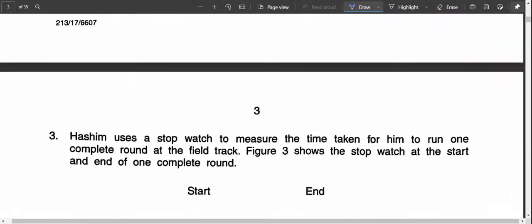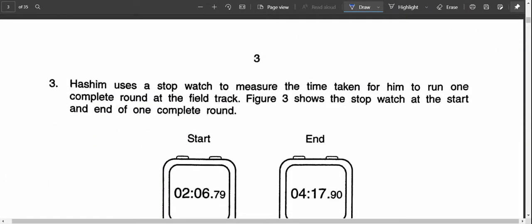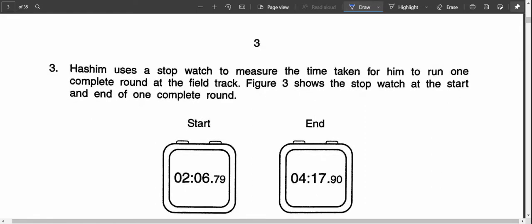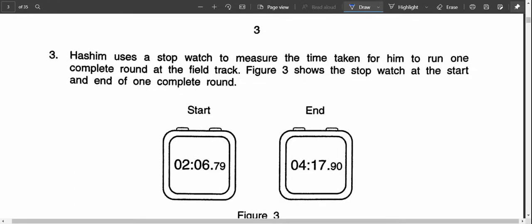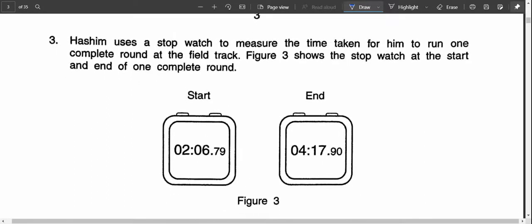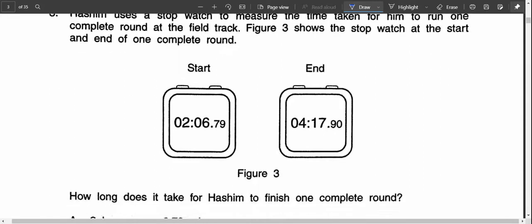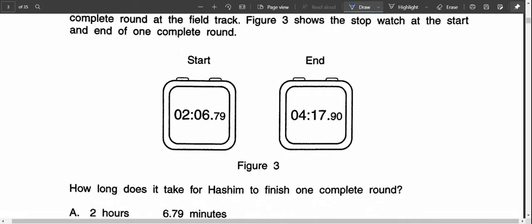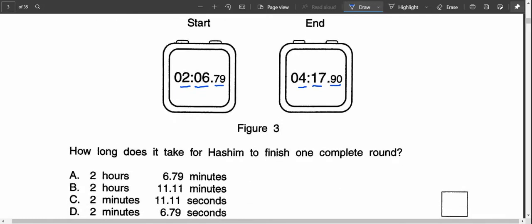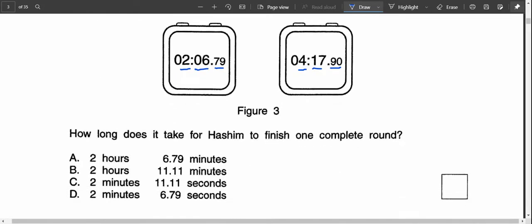Let's go to question number 3 now. Hashim uses a stopwatch to measure the time taken for him to run one complete round at the field track. Figure 3 shows the stopwatch at the start and at the end of one complete round. At the beginning, the time is 2 minutes, 6 seconds, 79 milliseconds, and it ended with 4 minutes, 17 seconds, 0.90 milliseconds. How long does it take Hashim to finish one complete round?